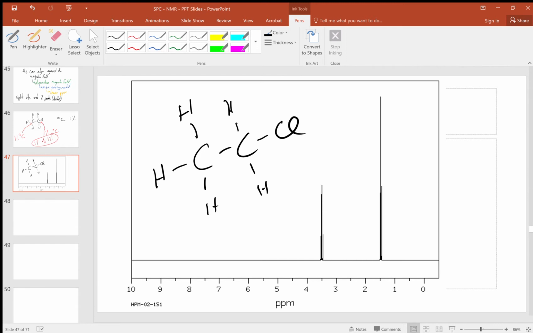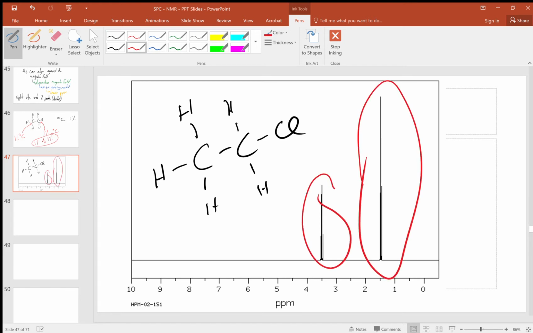So now let's get back to chloroethane. Why are there so many peaks? If we think about this compared to the previous spectrum we looked at that had the two doublets, why so many peaks in chloroethane? Why is there a group of 4 and a group of 3?